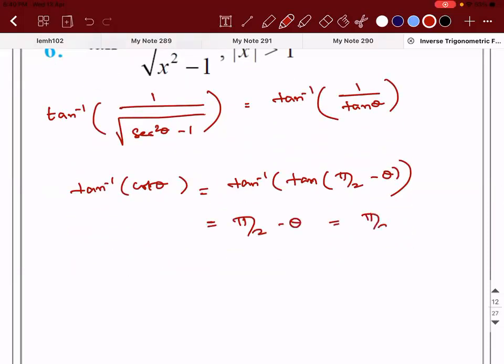So it is pi by 2 minus theta, which is pi by 2 minus secant inverse x. And pi by 2 minus secant inverse x is cosecant inverse x, correct? How did I write that? Because secant inverse x plus cosecant inverse x is pi by 2. Is there anyone who didn't understand any of the steps?